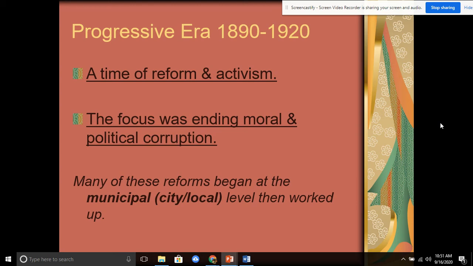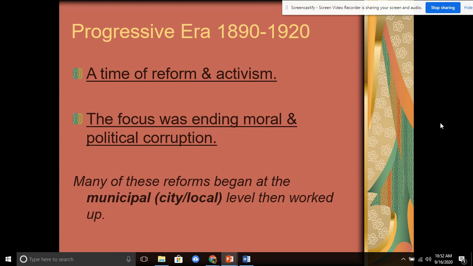So most of the progressive reforms weren't enacted at the federal level. They weren't enacted by the president and Congress. Actually, most of them started at the local level, the municipal level, which is another key vocab word for you. That means in local communities, like city government and county government. Also, a lot of reforms got rolling at the state level, and then they spread to other parts of the country.